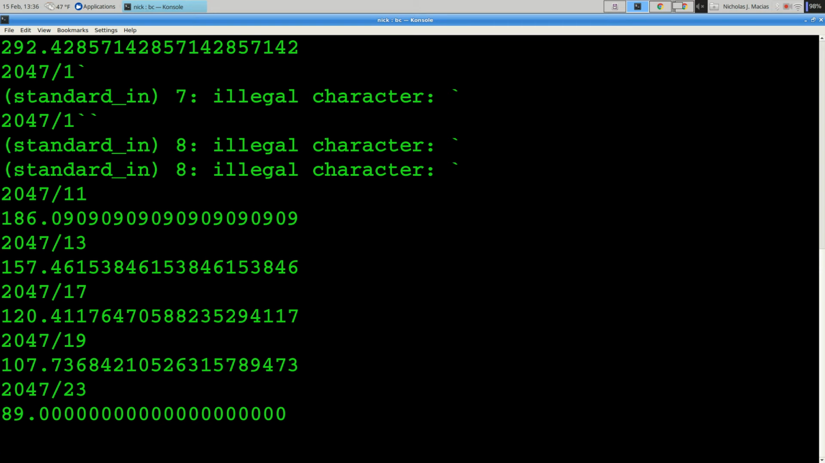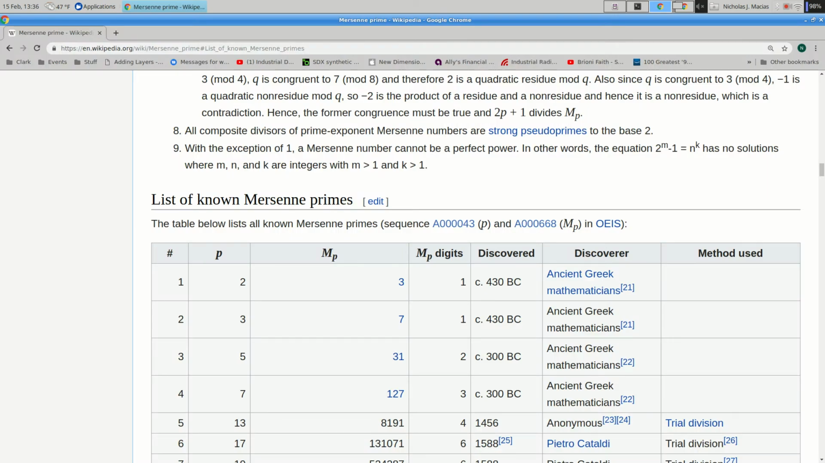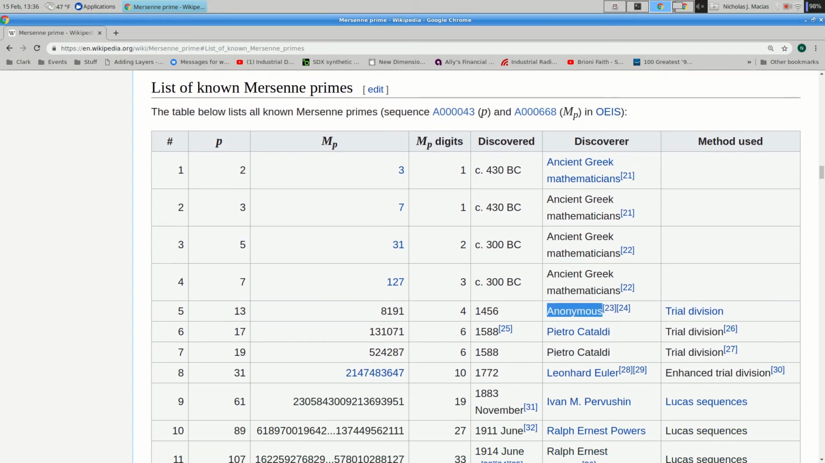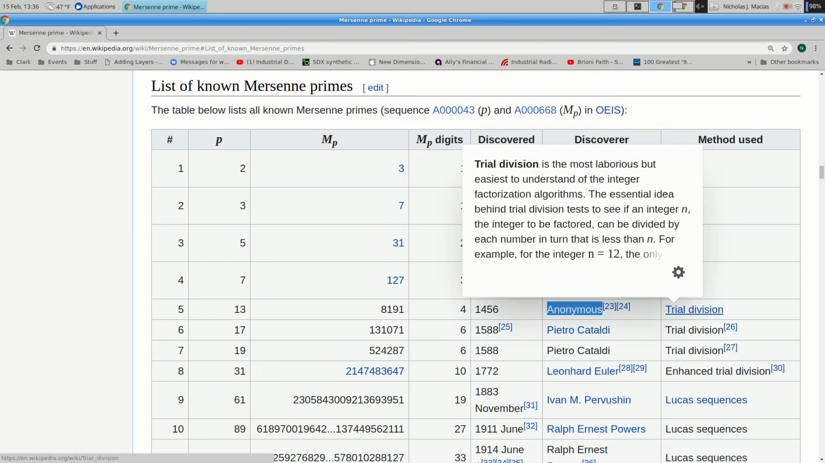So 2047 is 23 times 89, which is a cool set of numbers. So 2 to the 13th gives you a prime. Now we're up to the mid 1400s before that was discovered, and they didn't want credit for it, apparently. And this was done with trial division, so just dividing, what I just did there.